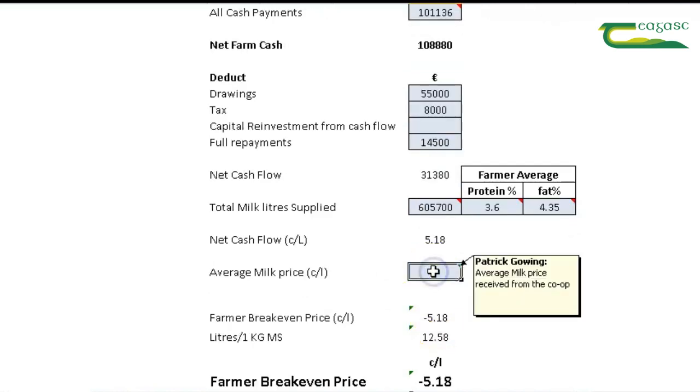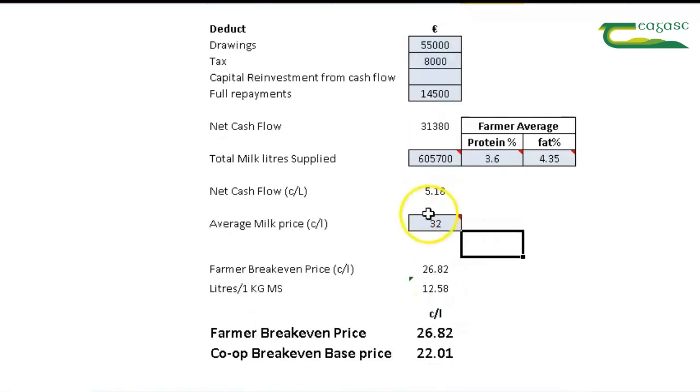We then need to input the average milk price received for the co-op during the year. And in this case was 32 cents a litre. This gives us the farmer break even. So this is the price the farmer needs to get from the co-op to get to cover all costs. And when we take away the value of his fat and protein above the base, it gives the base price the farmer needs to achieve to get to break even. And in this scenario, it's 22.01 cents a litre.